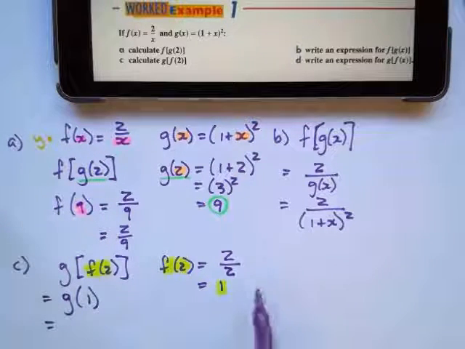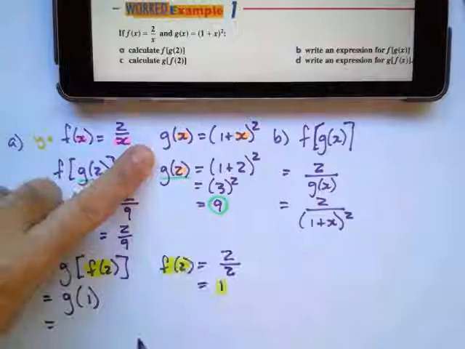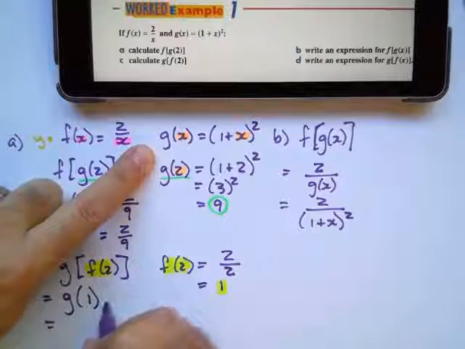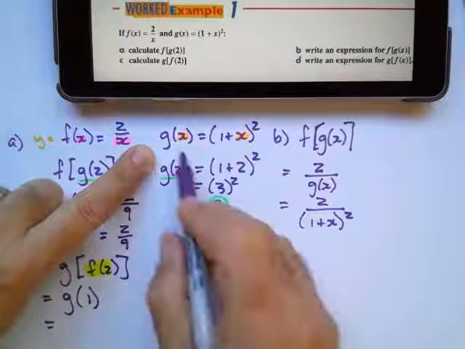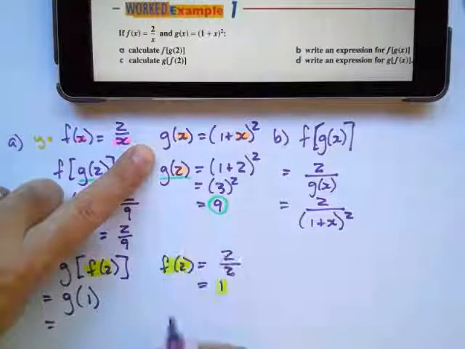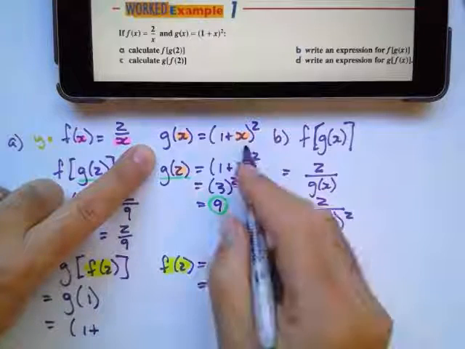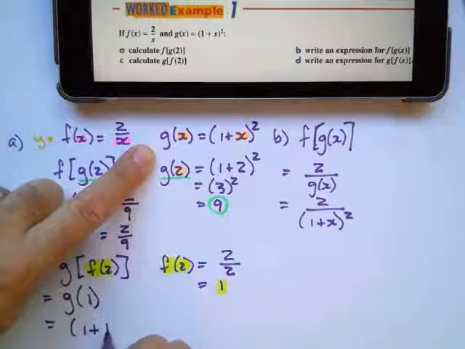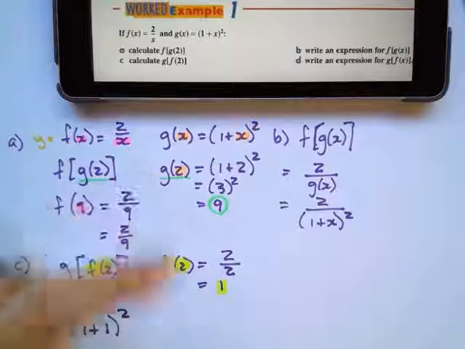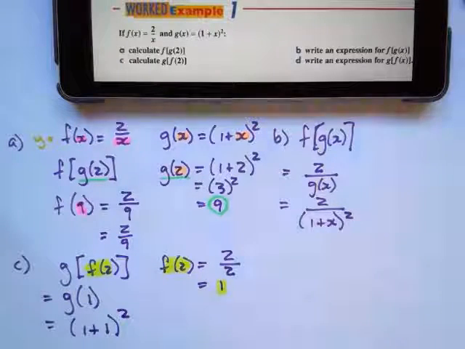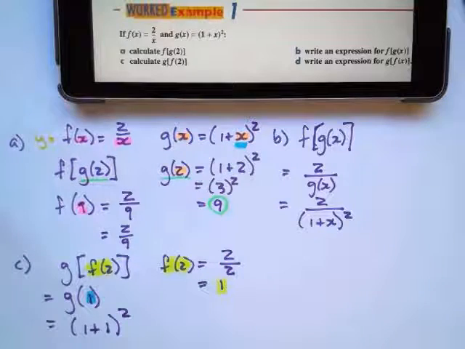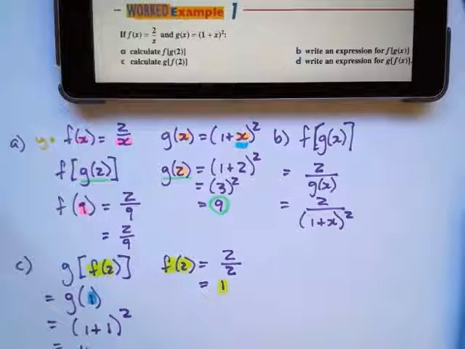Now what is g(1)? g(x) equals, so g(1) equals, wherever there's an x, I'm now going to put a 1. So it's going to be 1 plus, wherever there's an x, I'm going to have a 1 now. And then I'm going to square that, because this 1 takes the place of this x over there. So that will give us 1 plus 1. 1 plus 1 is 2. And 2 squared equals 4.